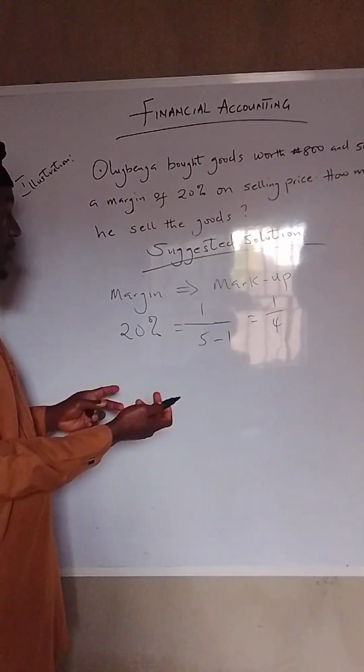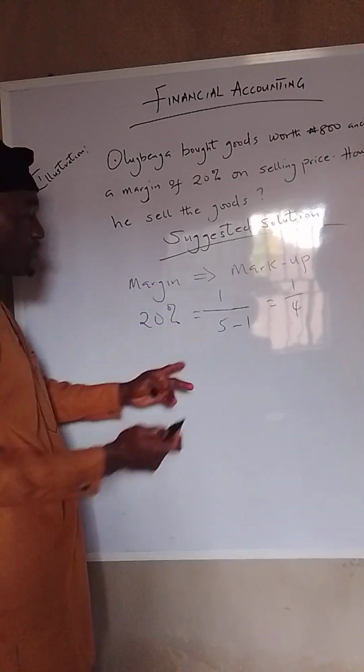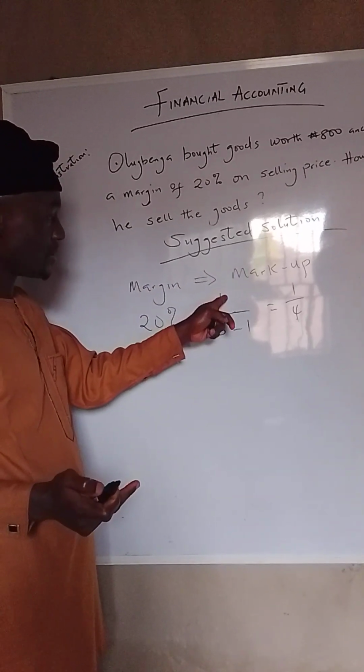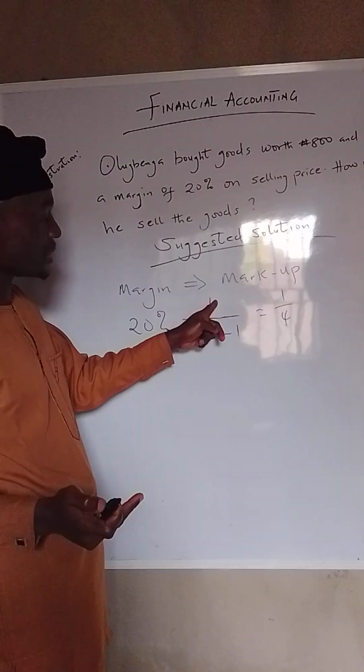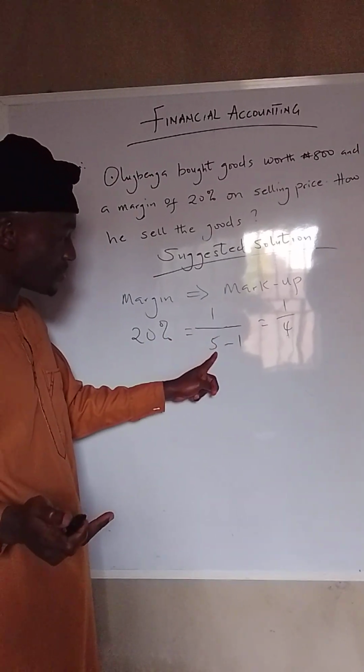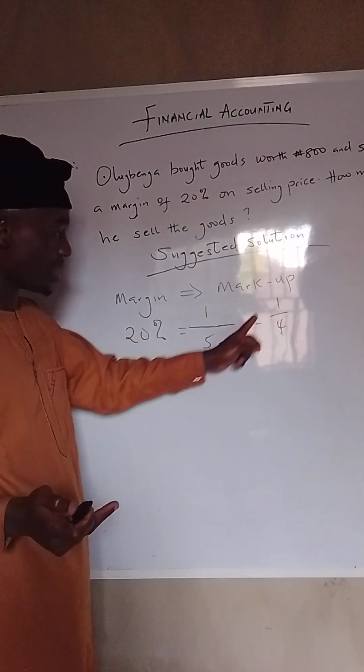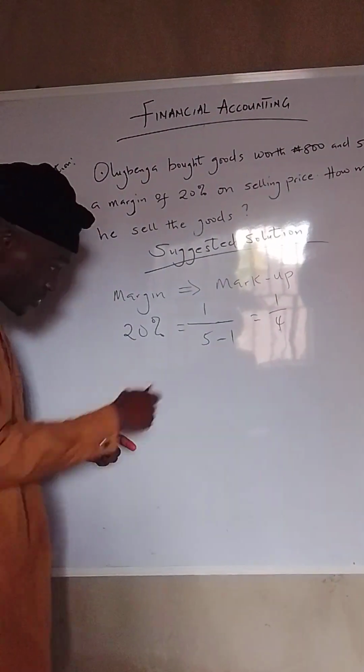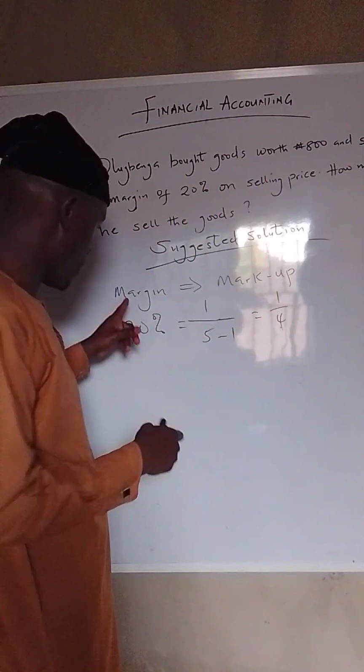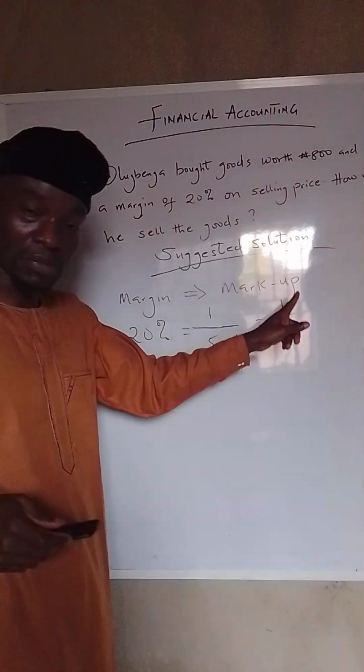But had it been that we are converting markup to margin, that will be addition. You add the figure in the numerator to that of the denominator. That will be 1 over 5 plus 1, that will be 1 over 6. But in this case, we are subtracting because we are converting margin to markup.